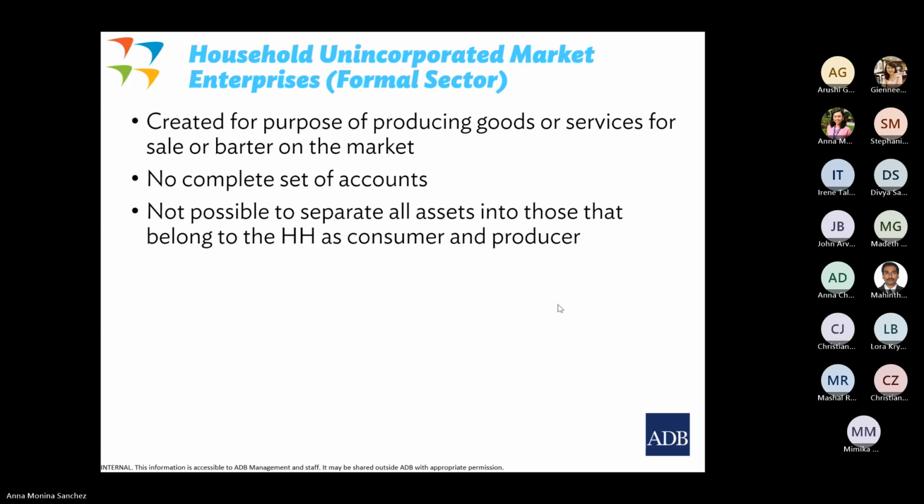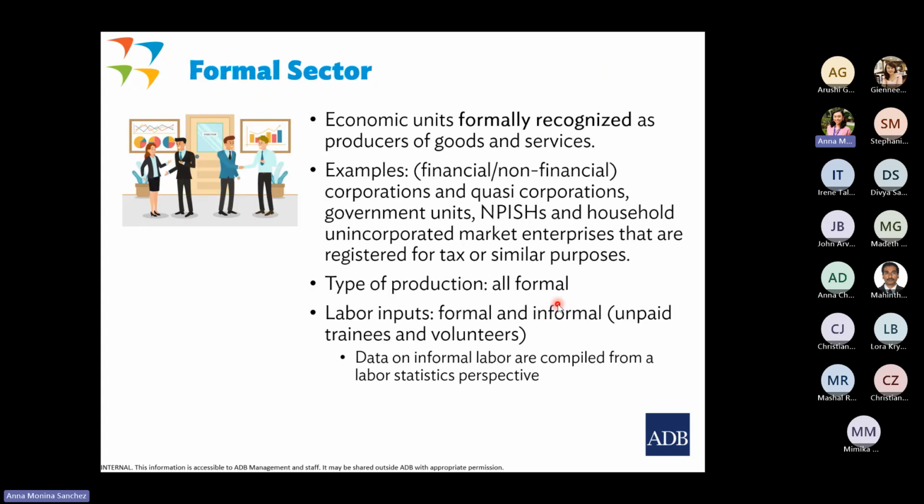All right. So in case there is still any confusion on the definitions, I'll just go through these quickly. The formal sector, first and foremost, would include economic units that are formally recognized. So examples would be your financial or non-financial corps, quasi-corps, government units, NPISH and household unincorporated market enterprises. For brevity, let's just call them household enterprises that must be registered for tax or similar purposes.